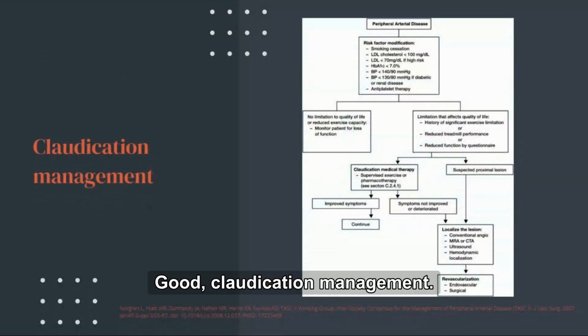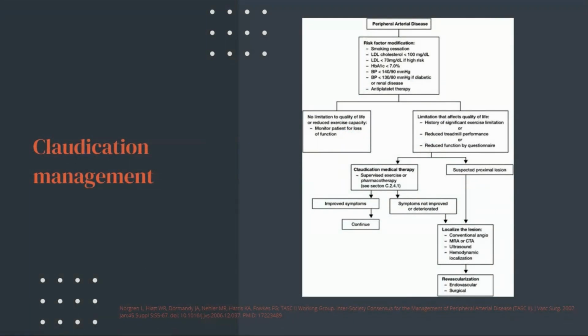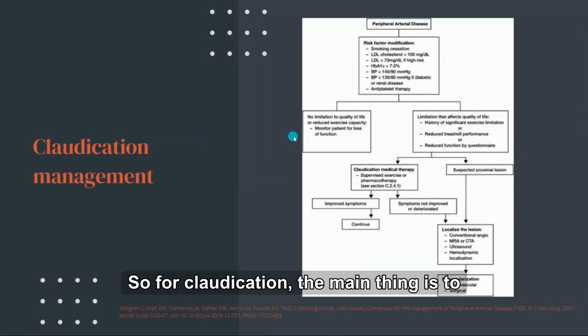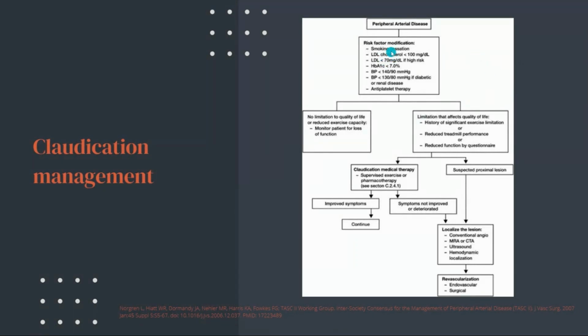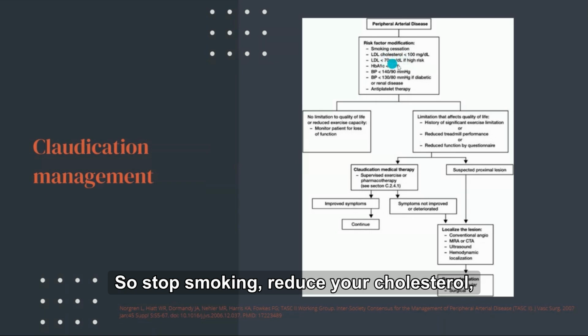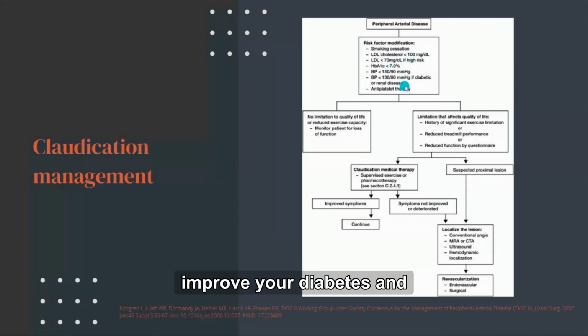Good. Claudication management. I don't think you really need to know this at medical student level, but I thought I'd just put it in there because it's some facts. So for claudication, the main thing is to reduce your risk factors. So stop smoking, reduce your cholesterol, improve your diabetes, and reduce your blood pressure to a normal level. You can go on antiplatelet therapy as well.